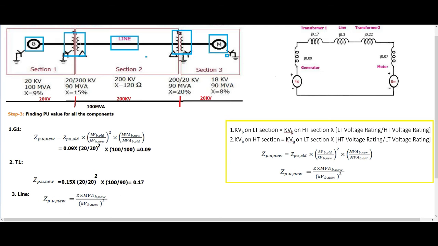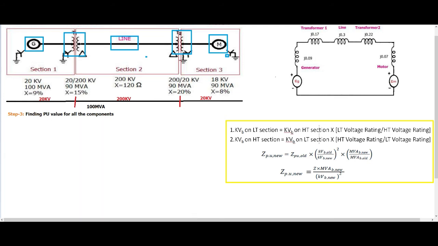So what you get is equal to the Z value. What is the Z value? 120 multiplied by new base power, which is common, correct? Divided by new base voltage. The line lies in section 2, so its new base voltage is 200 kV, correct? So 200 square. Solving this, we will get 0.3. So for the three components we have found out. Similarly, we are going to find out for the remaining components also.